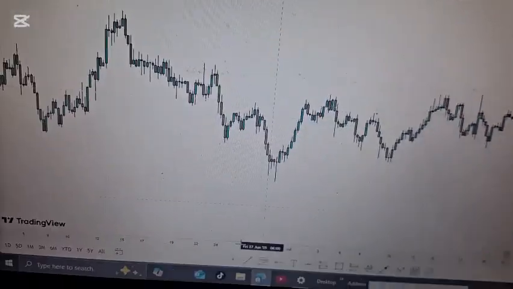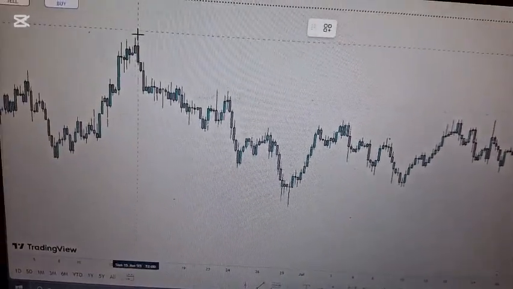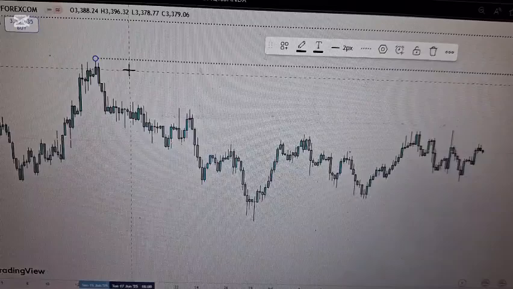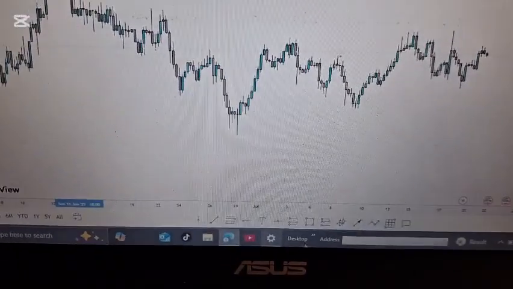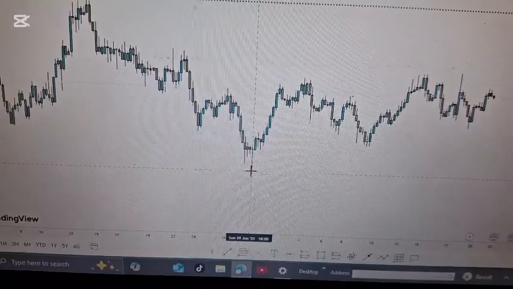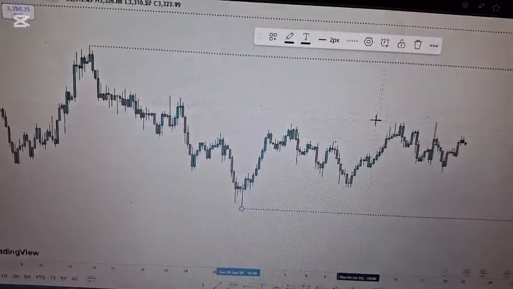So now on the 4-hour time frame, what I'm gonna do is mark out this high. This is the high that you saw on the weekly time frame, if you remember it. Then I'm gonna mark out this low. This is our liquidity on the 4-hour time frame. Major ones, high and low.